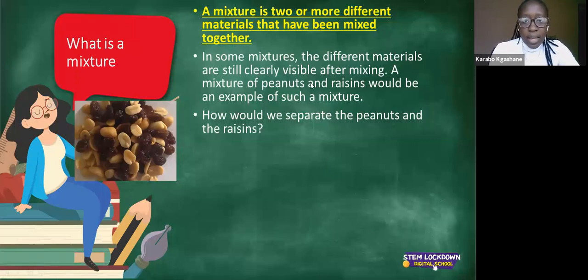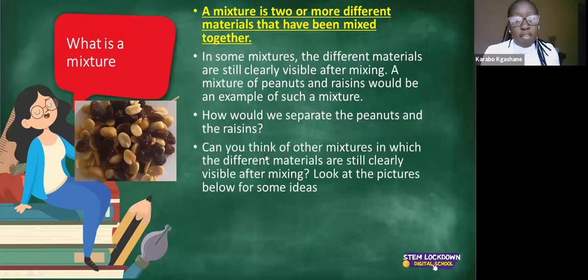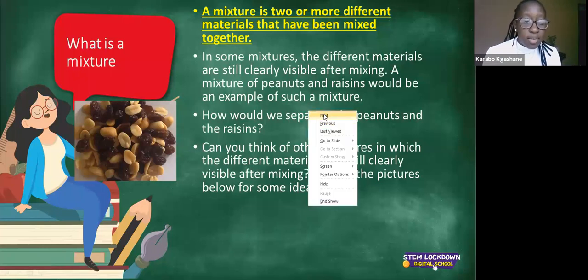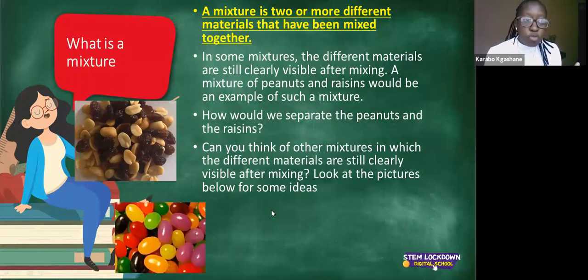All right. Then it says, can you think of other mixtures in which the different materials are so clearly visible after mixing? Think about maybe some of you had breakfast this morning or dinner last night and you had a salad or something. What materials can easily be separated? If it's a mixture, what can we easily separate by our hands? All right, it says look at the pictures for some ideas. All right, those look really, really good. I haven't had those in a while, hey?